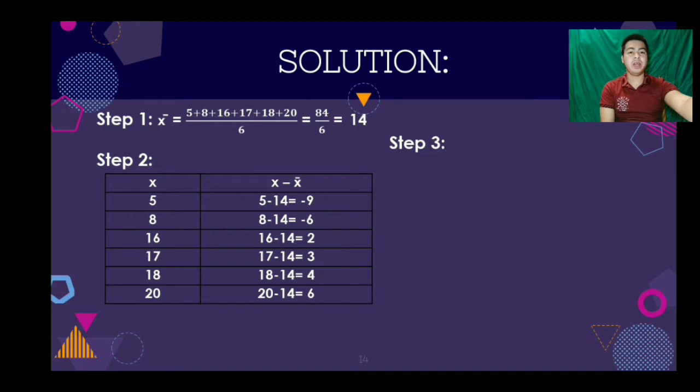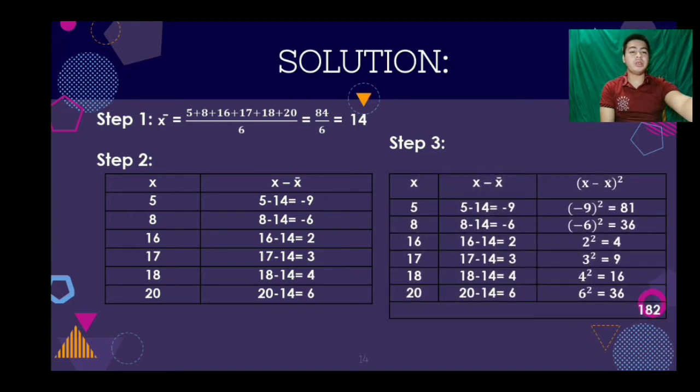In step number 3, we will square those x minus mean. So negative 9 squared equals 81. Negative 6 squared equals 36. 2 squared equals 4. 3 squared equals 9. 4 squared equals 16. And 6 squared equals 36. So let us add these squared deviations and we will get the sum of 182. This will be our sum of the squared deviations.